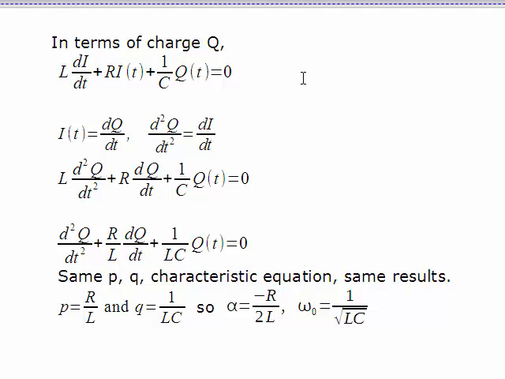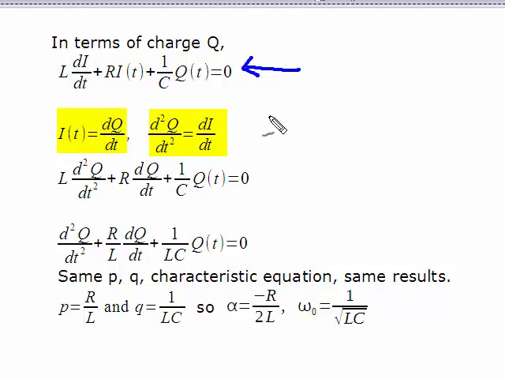Now, I just wanted to show that you would get the same equation no matter what the variable is for this circuit, the same parameters for the attenuation and for the resonant frequency. So here's the differential equation that we started with before, just from Kirchhoff's voltage law, and of course we have the homogeneous case, so we don't have a battery, there's no applied voltage. Now I'm going to use again the definition of current as the rate of change of charge, and the second derivative of charge will be the rate of change of current.